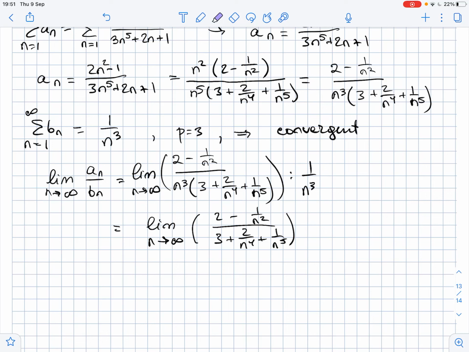Since n approaches infinity, 1 over n squared approaches 0, 2 over n to the 4th power approaches 0, and 1 over n to the 5th power also approaches 0. Then this equals 2 over 3.